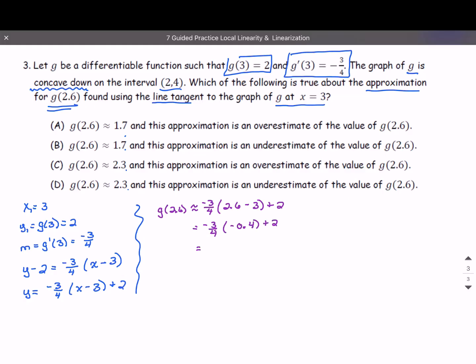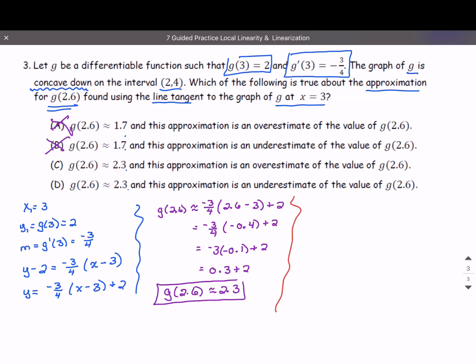Now notice, this is a non-calculator part, but 4 goes into negative 0.4 very easily. They will usually give you nice numbers to work with. That's going to give you a negative 0.1. So when you multiply by 3, it's a negative 3, it's just a positive 0.3 plus 2. So we now know that g of 2.6 is approximately 2.3. So that's the first part of our answer, which means we've eliminated A and we've eliminated B. Now the next part they talk about is whether this tangent line is an overestimate or an underestimate.